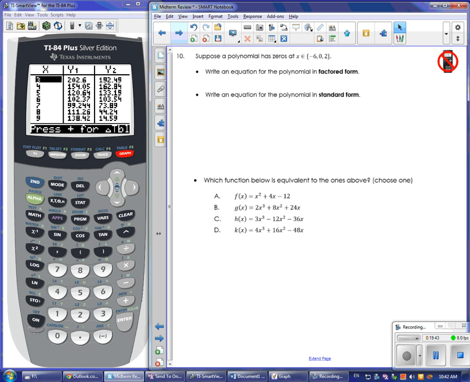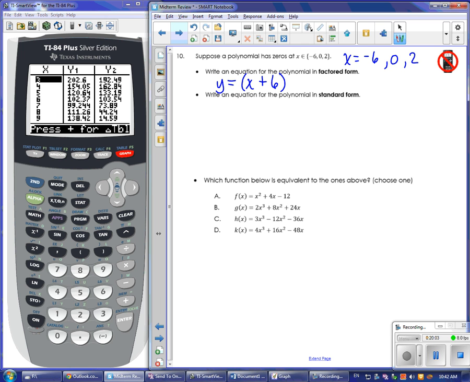So if these are my x-intercepts, so if x is equal to -6, 0, and 2, then the first thing I want to do is write this in factored form. So I'm going to write y equals. And if I have an x-intercept at -6, that should remind you to write it as x plus 6.